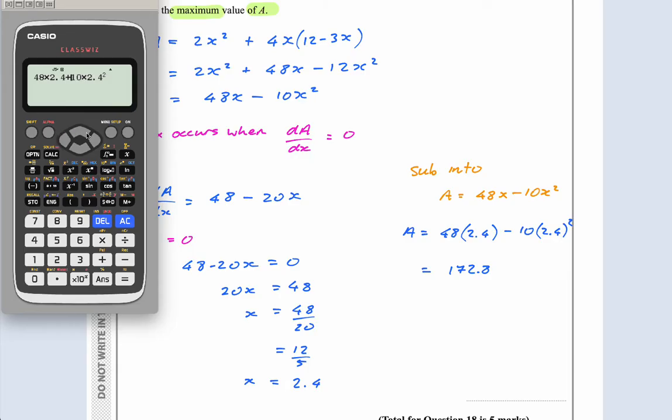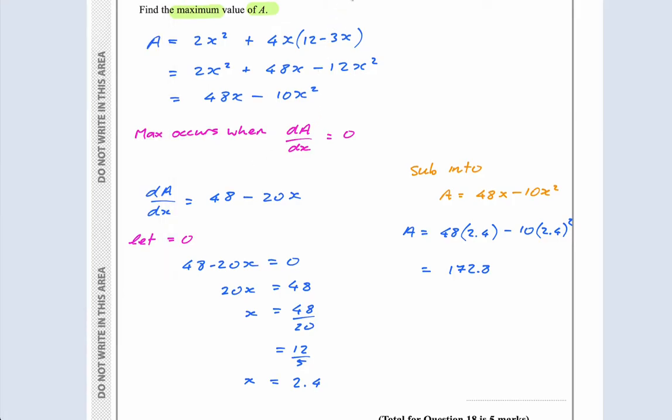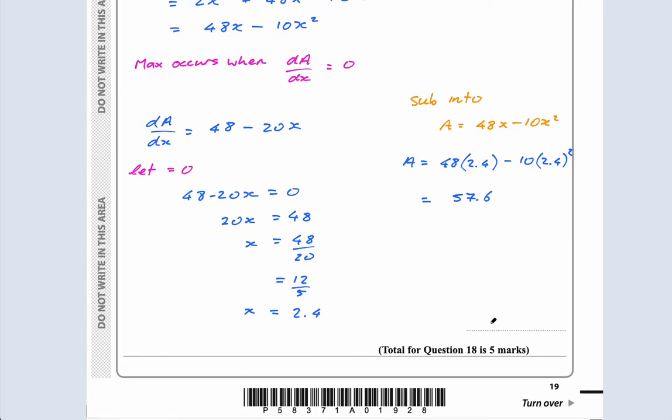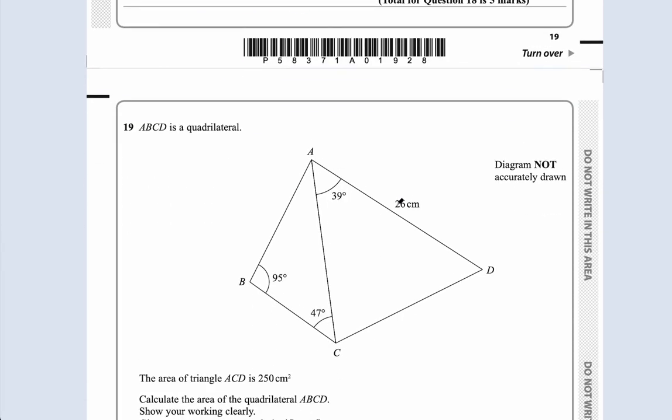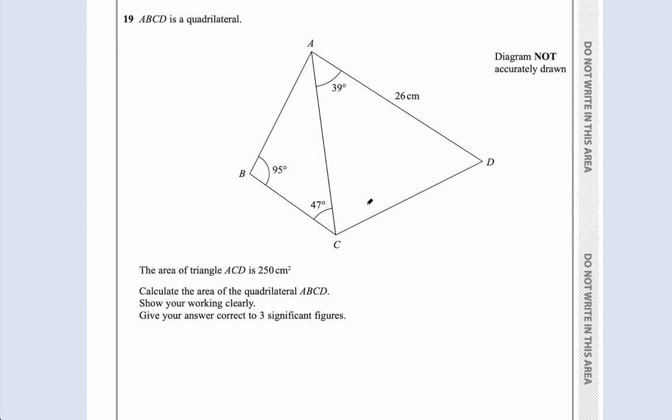It's minus this, and I get 57.6, which is correct, thankfully. 57.6, remove this. Be very careful, guys. Look, even I make mistakes. 57.6. Okay, question 19.